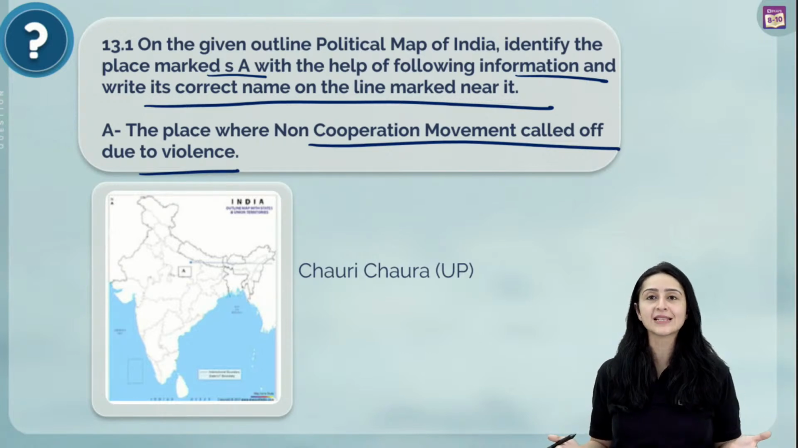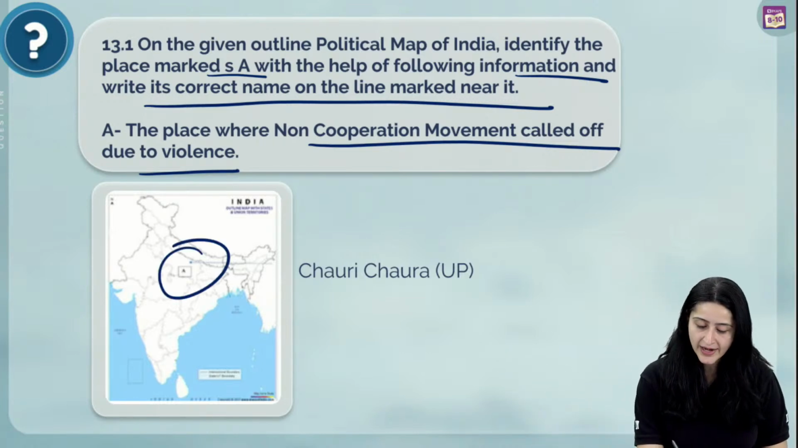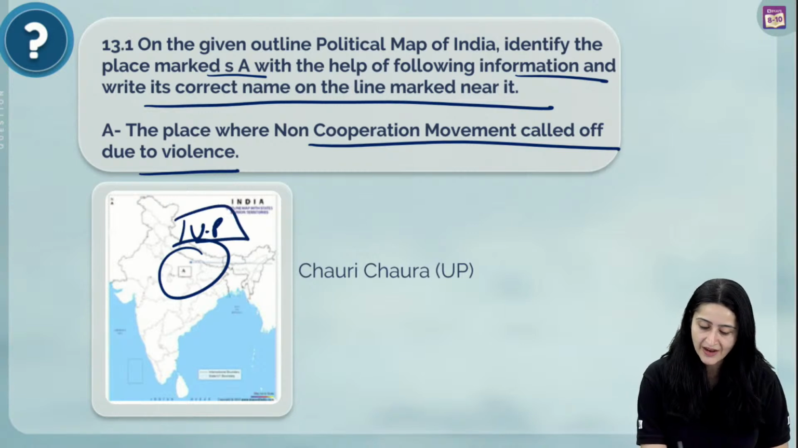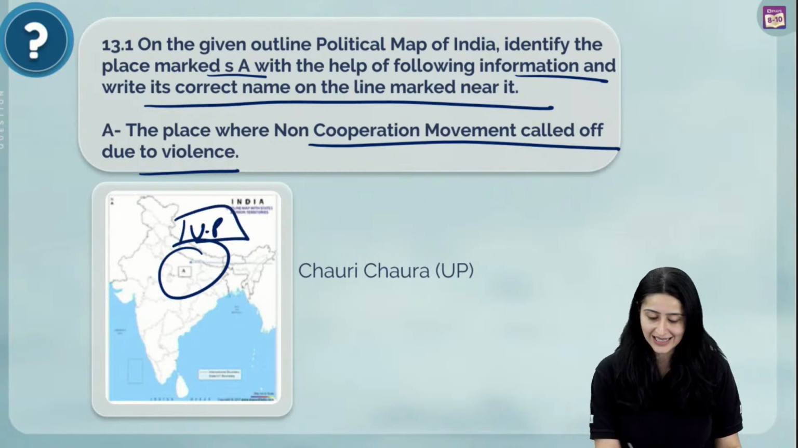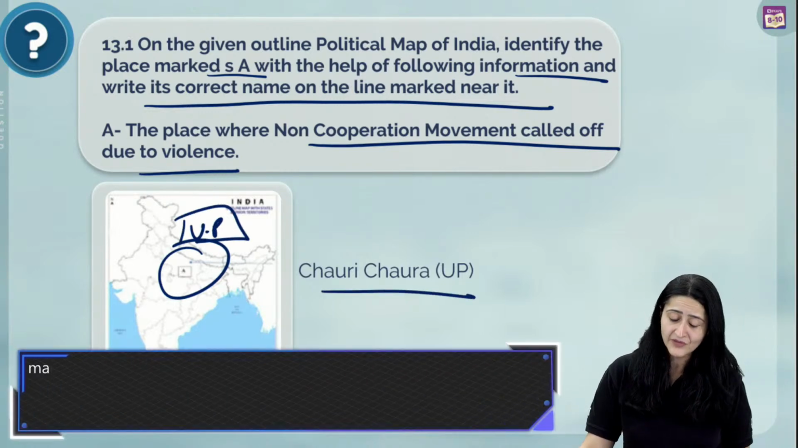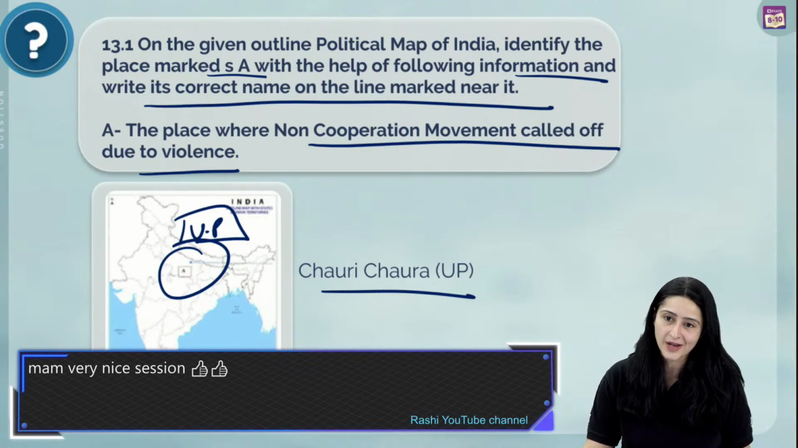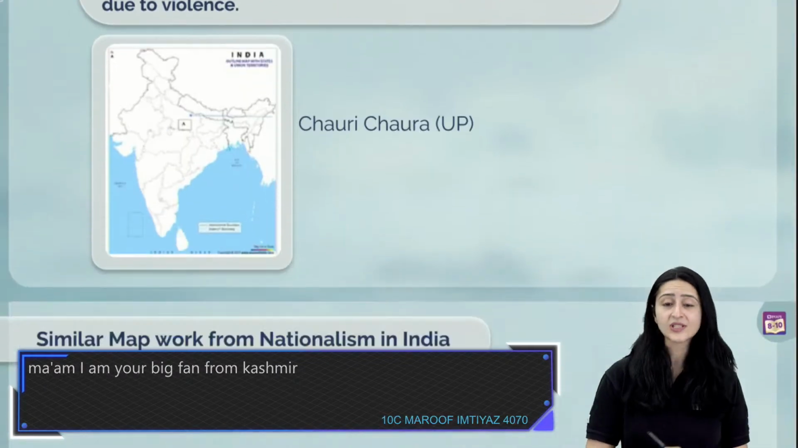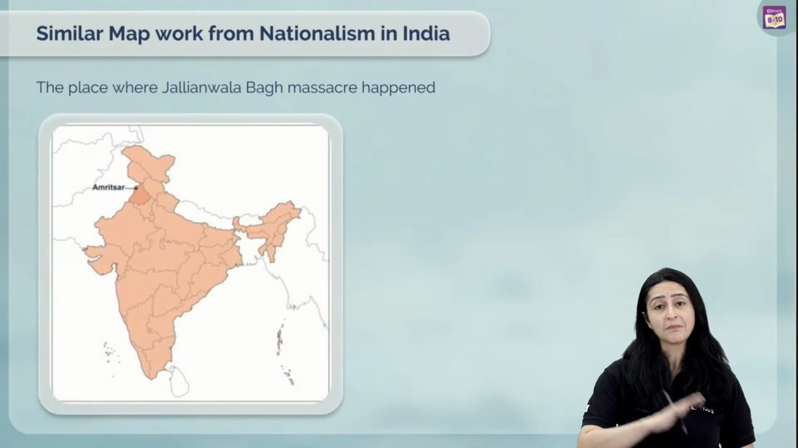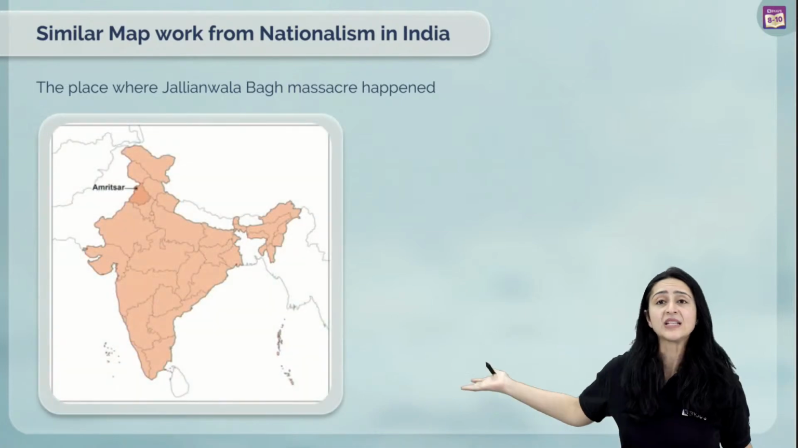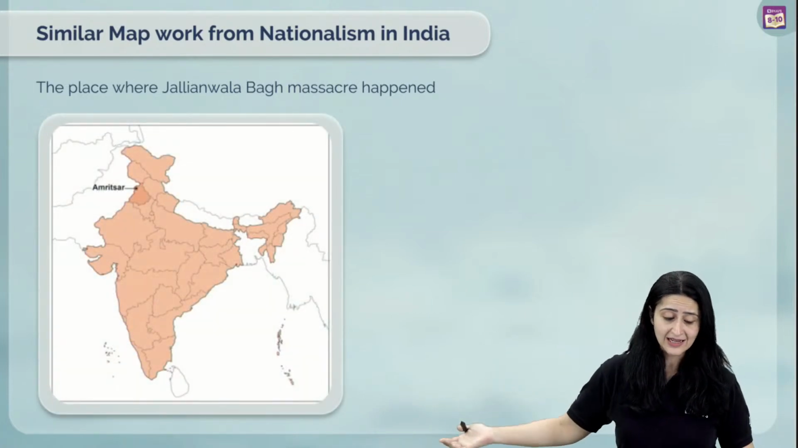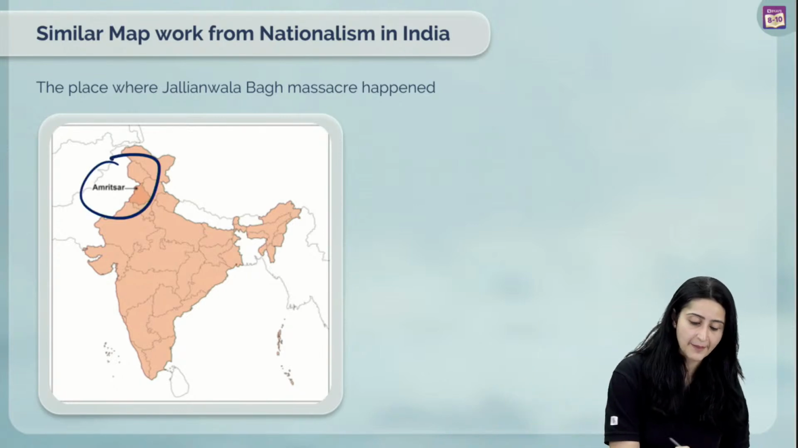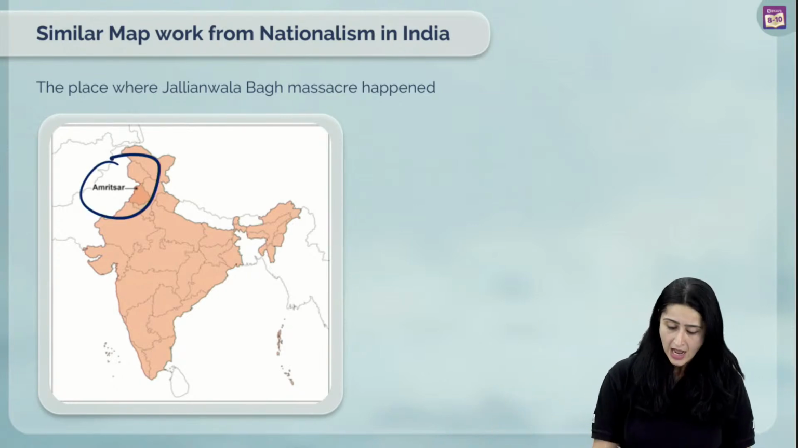What is this place? We have an arrow that is pointing to Uttar Pradesh. We have discussed this. We know the answer. This is Chauri Chaura in Uttar Pradesh, right? Similarly, for history, you could get many types of map questions, like the place where the Jallianwala Bagh massacre happened, and it points to Punjab, for example, and you know that the answer is definitely Amritsar.